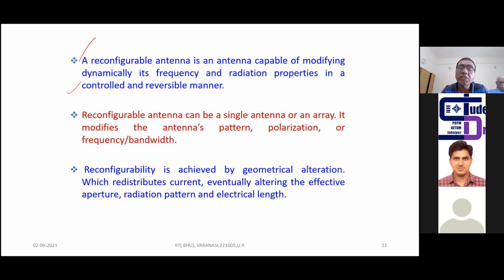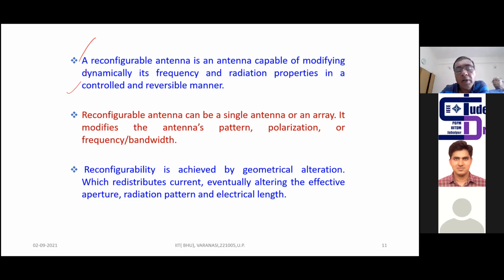Now you can incorporate this capability into the antenna. Then we can define a reconfigurable antenna as an antenna which is capable of modifying dynamically its frequency or radiation properties in a controlled and reversible manner, right? Yes, sir. So this would be the proper definition. Don't say it is only changing from one frequency to another frequency, and then reversibly coming back to the previous frequency. Obviously this is frequency reconfigurability. We can alter anything.